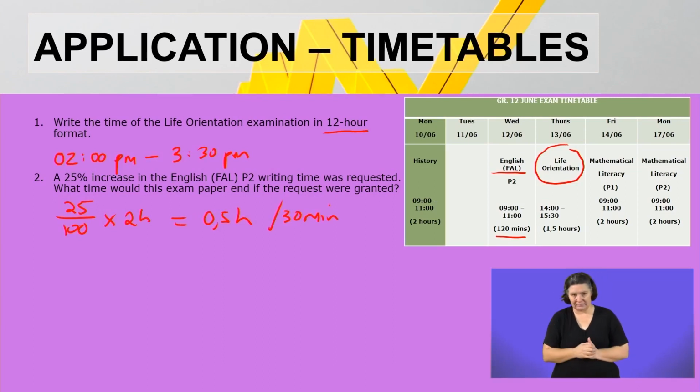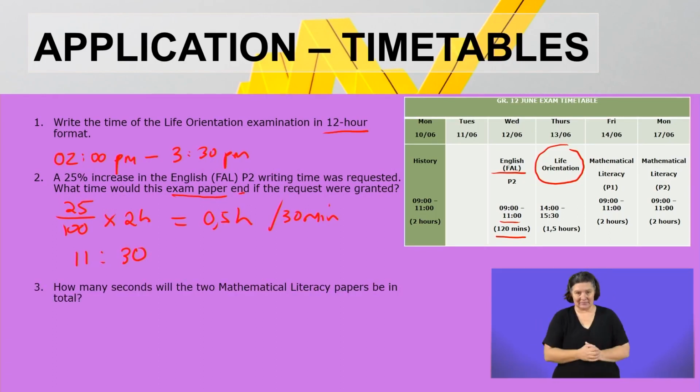Remember, here we are asking, what time would this exam paper end? It would have ended at 11, so therefore this paper will now end at 11:30 because of that 30 minutes extra. Okay, and then the last question here, how many seconds will the 2 mathematical literacy papers be in total? So there's mathematical literacy, and it's the 2 papers, 2 hours and 2 hours. So the total will be 4 hours for the 2 papers combined, and it said how many seconds.